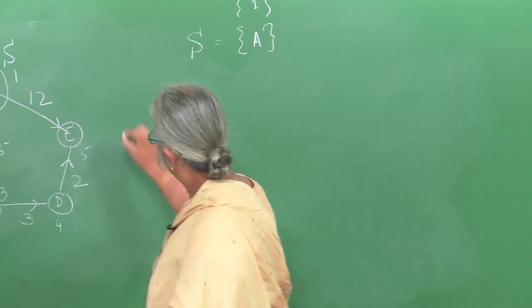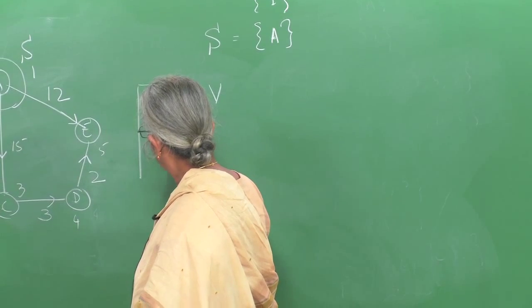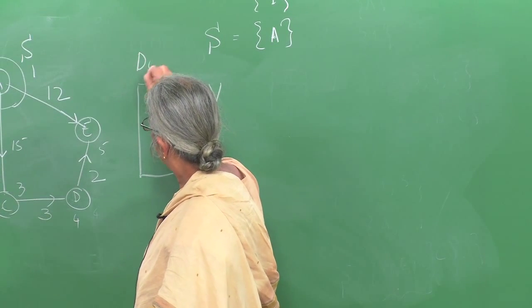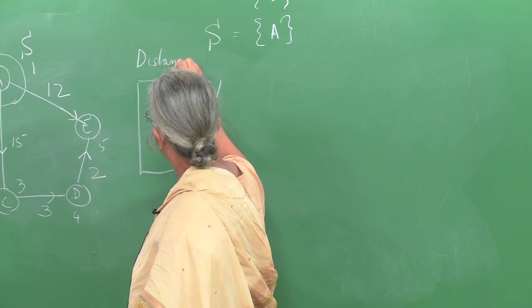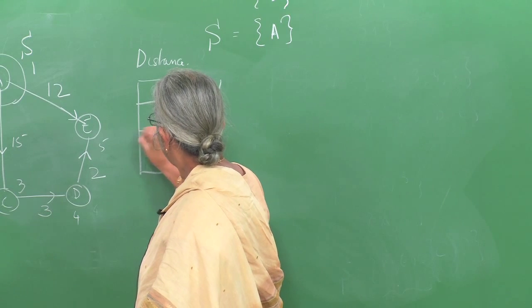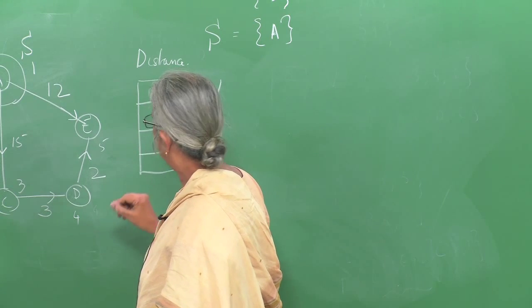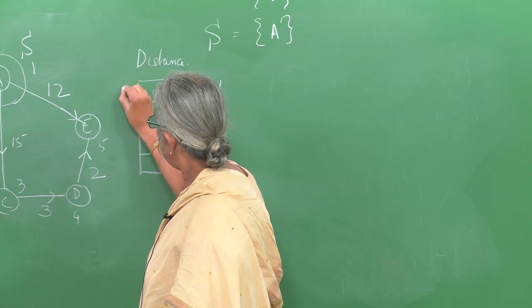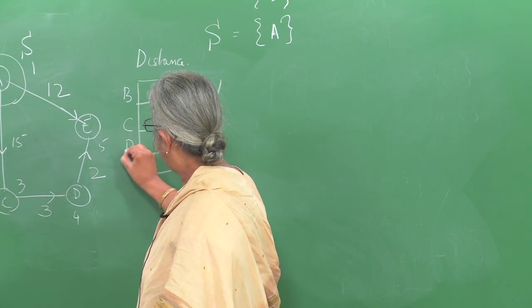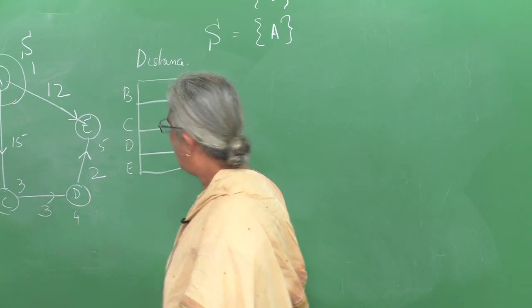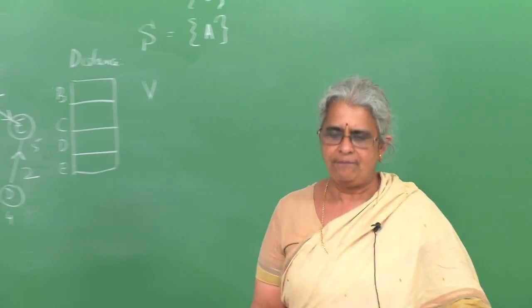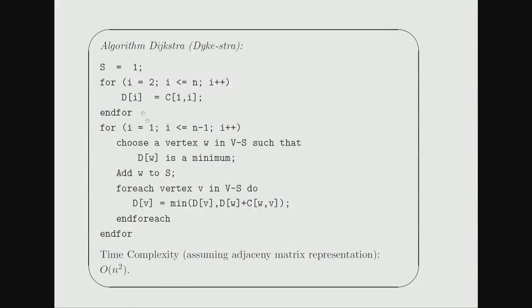For this we use a very simple algorithm. We maintain what is called a distance vector, and we maintain the distances to the other vertices. Let us say these are B, C, D and E. First, using the adjacency matrix that we have, we fill this up. For example, this information is given. We assume that the graph is of course completely known. The graph is static.